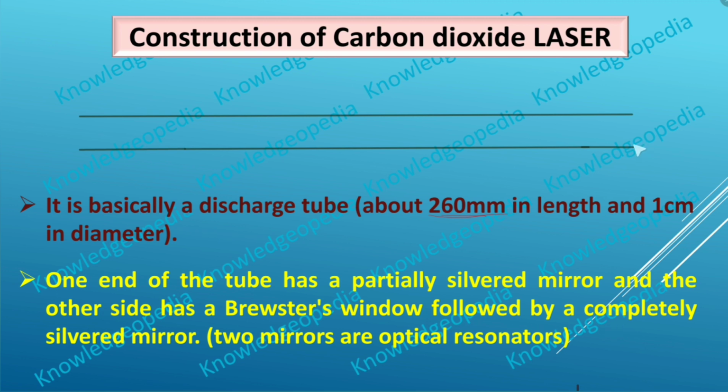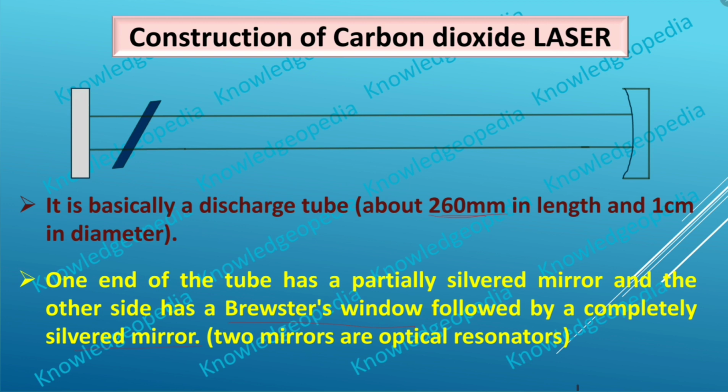So this is one end and this is the other end, right? One end of this tube has a partially silvered mirror. So this is a partially silvered mirror which is at one end of the tube. What is there at the other end? The other side has a Brewster's window which is followed by a completely silvered mirror.